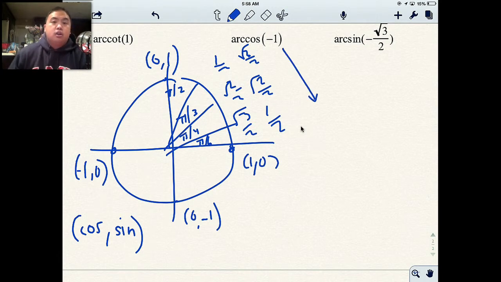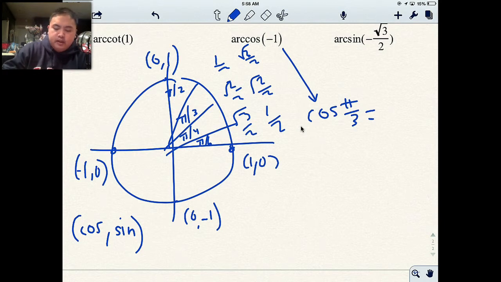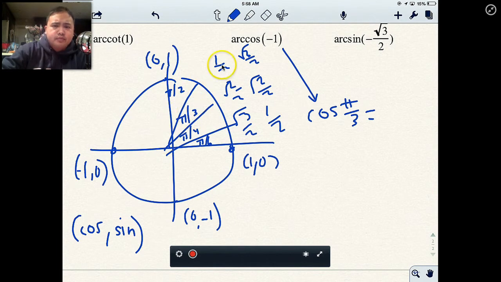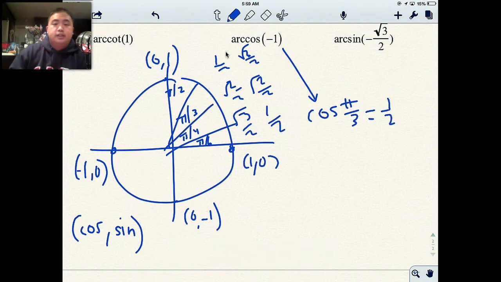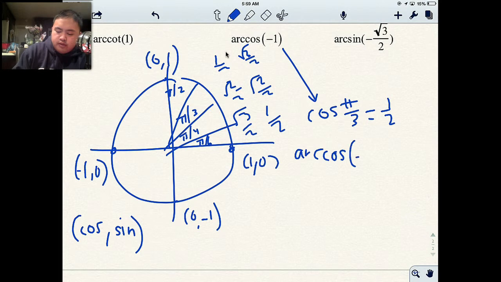So again, arc cosine, or cosine inverse, means the inverse of cosine. What does that mean? In the past, I said, what's the cosine of pi over 3, for example, and you gave me a value. In this case, if I look at my graph, for the cosine of pi over 3, I go to pi over 3, I look at my coordinates, and the x-coordinate is 1/2. So that was pretty easy. But now they're saying, find me arc cosine of -1.